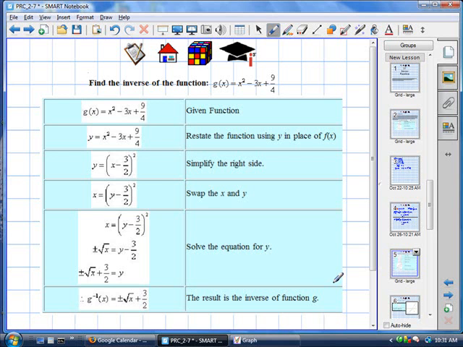And we wind up with g inverse of x equals plus or minus the square root of x plus 3/2.